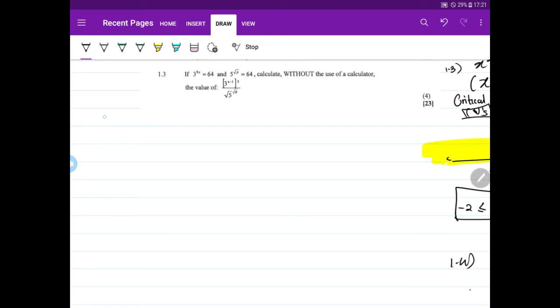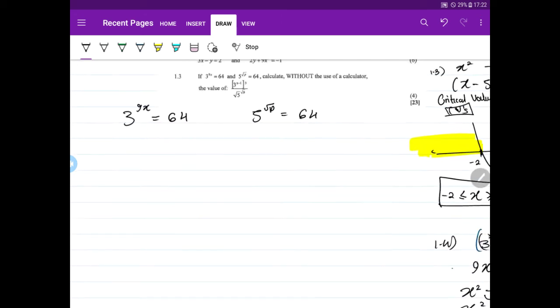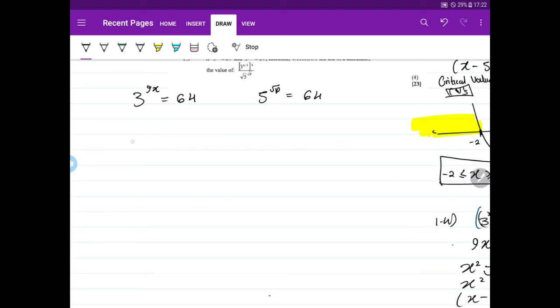Let's just do it. 3 to the power 9x, I'm just rewriting what they gave us, is equal to 64. And 5 to the power root p is equal to 64, right? That's what they gave us. There's nothing for me to do. I just rewrote what they gave us. And they gave us this expression. They said 3 to the x minus 1, raised to the power 3, all divided by the root of 5 raised to the power root p. I wrote it like that because it's more comfortable for me to understand. Don't confuse it with 5 to the root p. It's a different thing, okay? Look how it is.